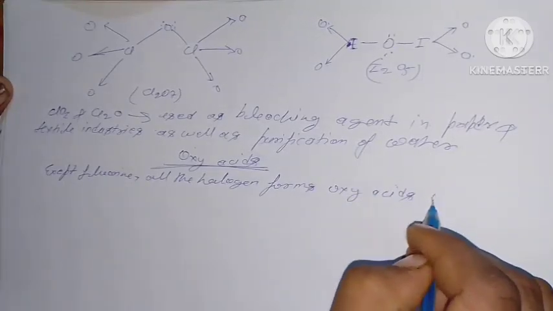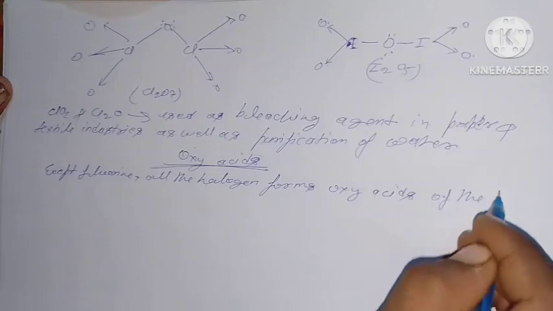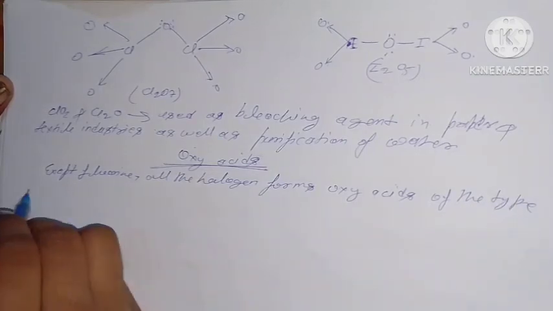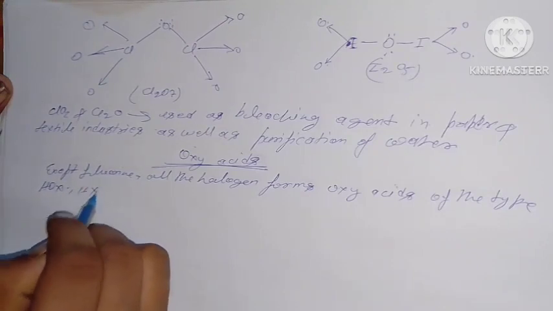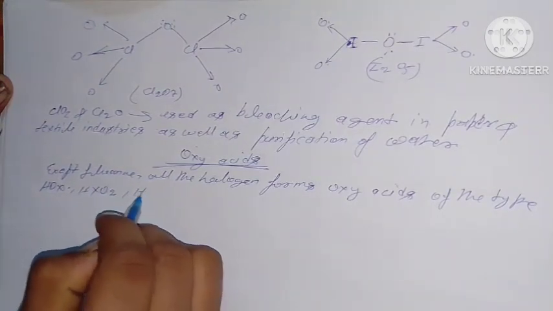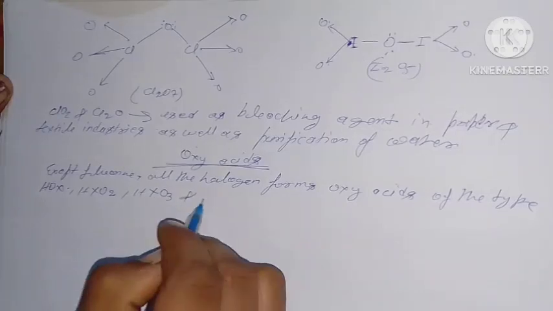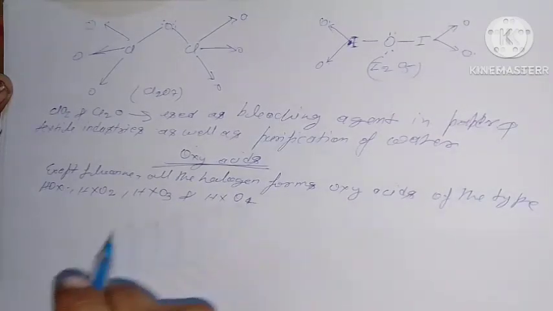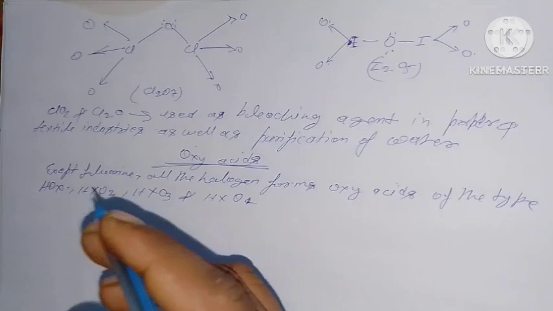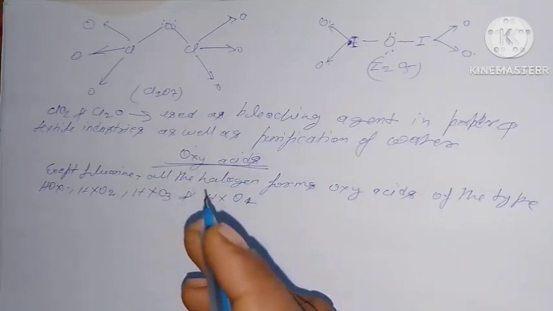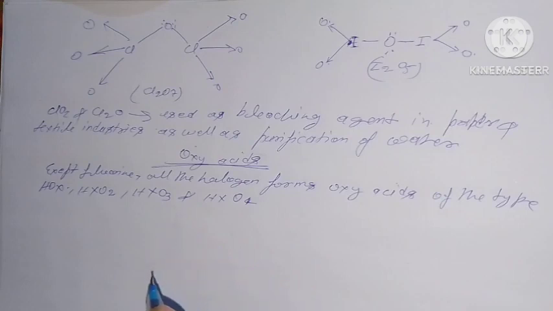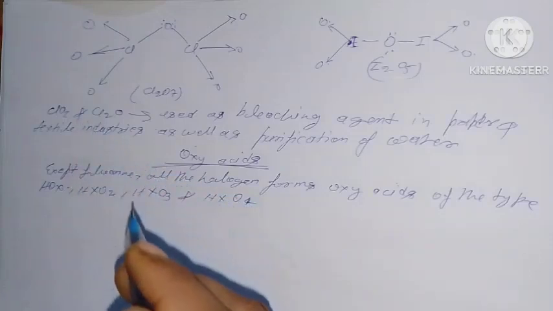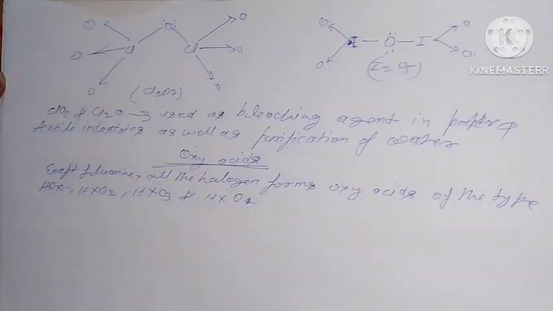All the halogens form oxy acids of the type HOX, HXO2, HXO3 and HXO4. Although many of these acids are known only in solution or as salts, fluorine forms only one oxy acid, which is hypofluorous acid, HOF. The different oxy acids you can show.